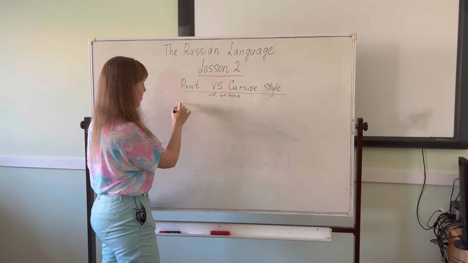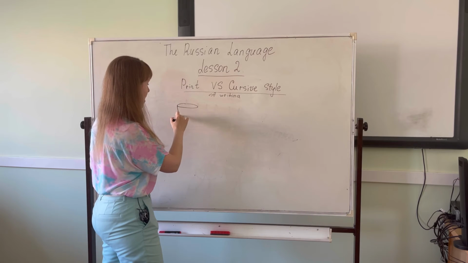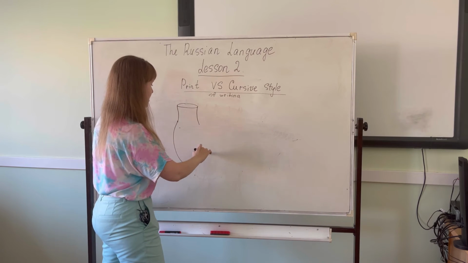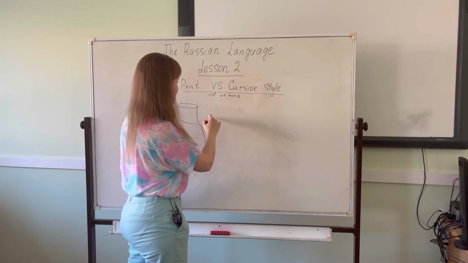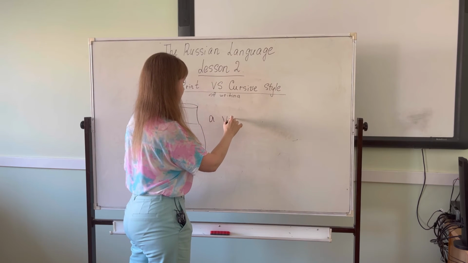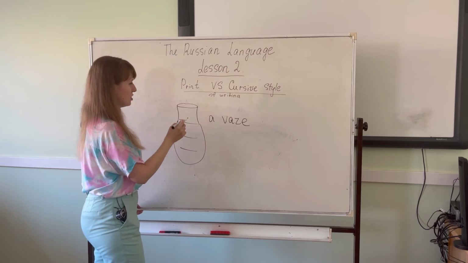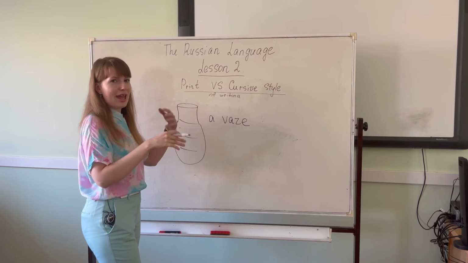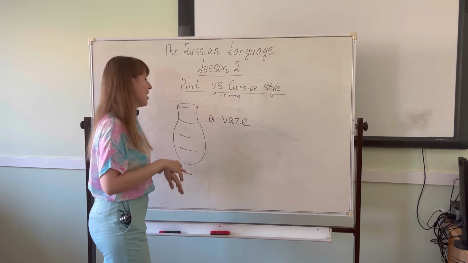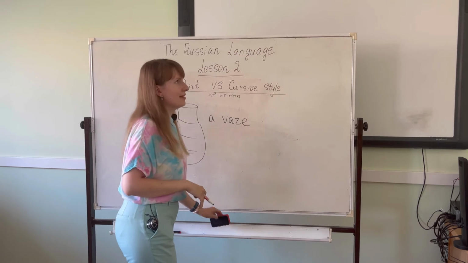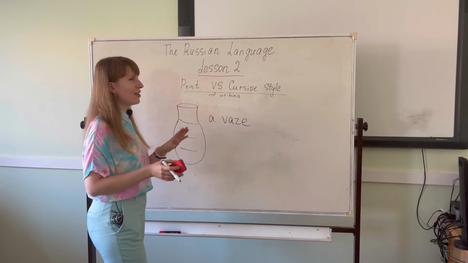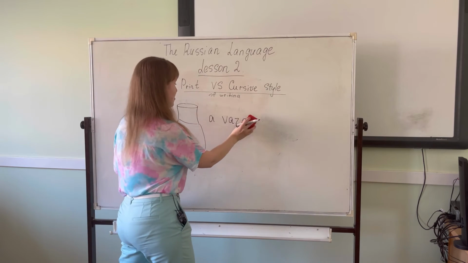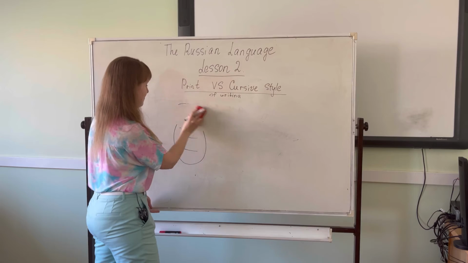So the meaning of the word ваза is this object. In English, it's a vase. An object in which you can put some flowers, or maybe a vase in which you can put some fruit or vegetables. Okay. So very good.